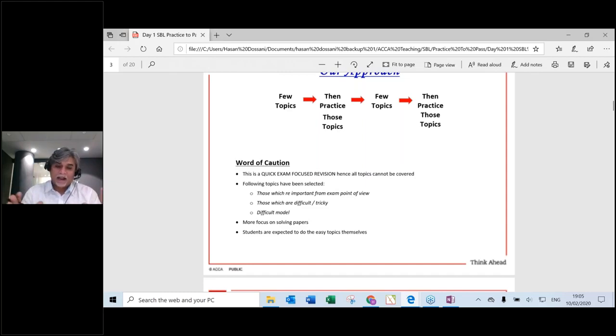selected is that I have selected topics which are important from an exam point of view, and then I have selected a few topics which are a little bit complicated, a little bit tricky, so that I make it easy for you to understand those topics. And I have selected a couple of difficult models. Okay, so I have selected topics where I think you would need help. Easier topics, or topics which you can read easily from the book or on YouTube or whatever, I expect you to do that on your own. Okay.